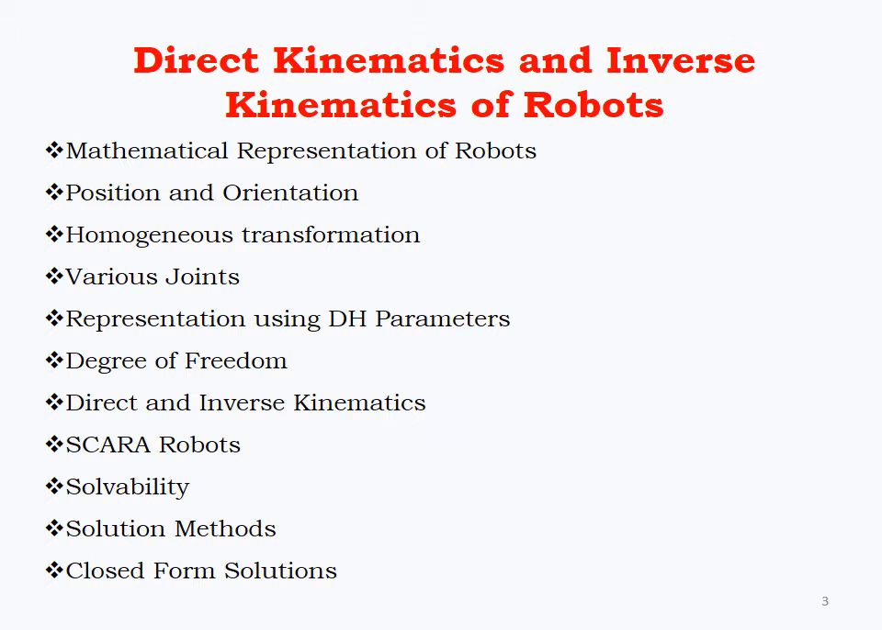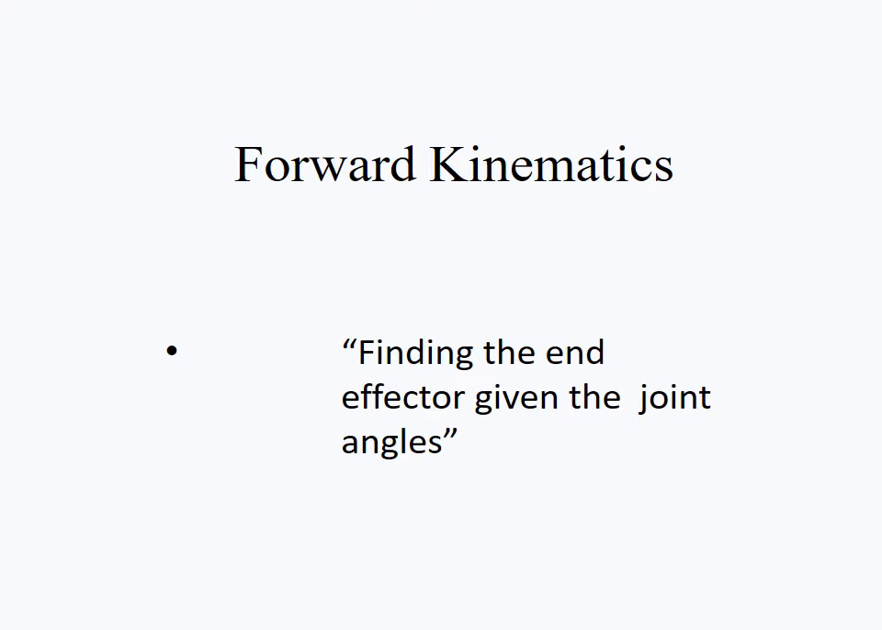So we have the following topics: mathematical representation of robots, position and orientation, homogeneous transformation, various joints, representation using DH parameters, degree of freedom, direct and inverse kinematics, SCARA robots, solvability, solution methods, and closed form solutions. These are what we are going to discuss in this chapter.